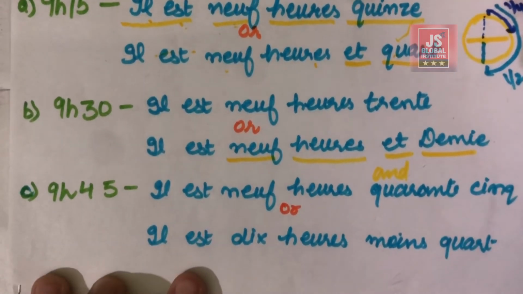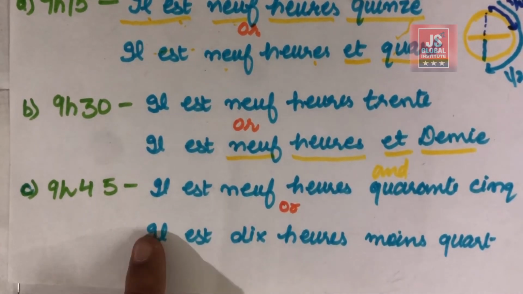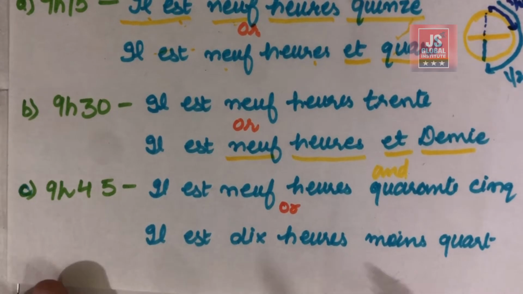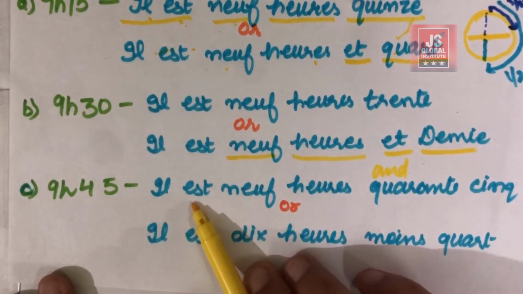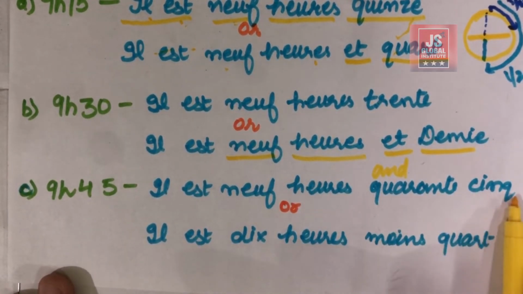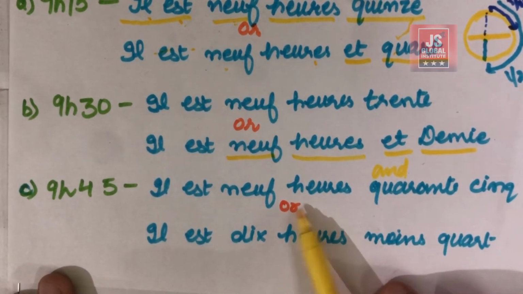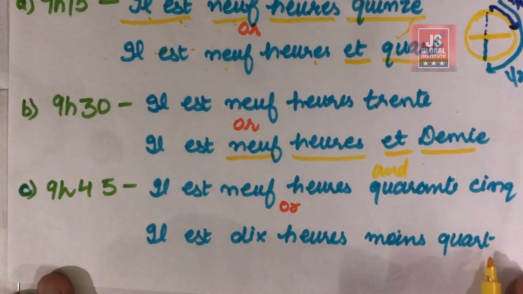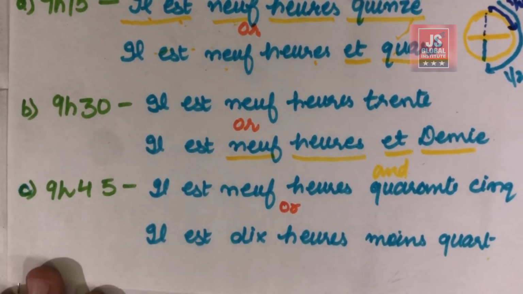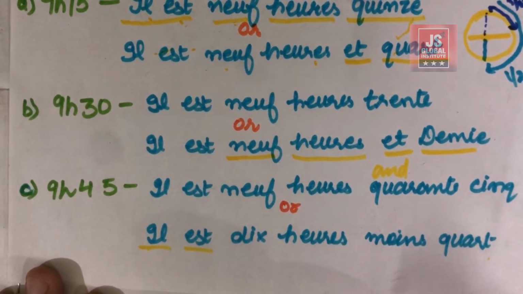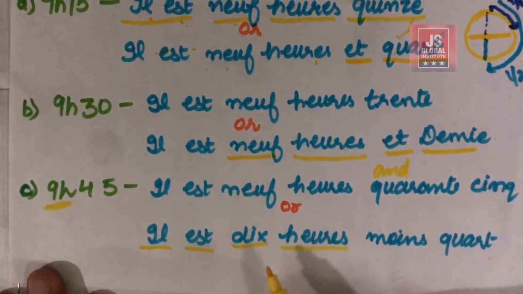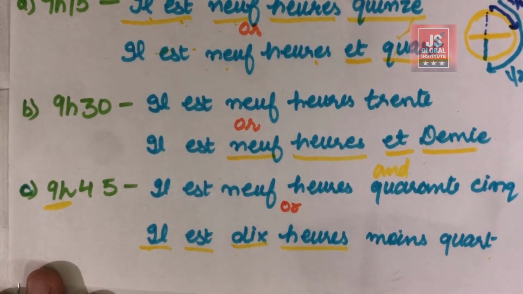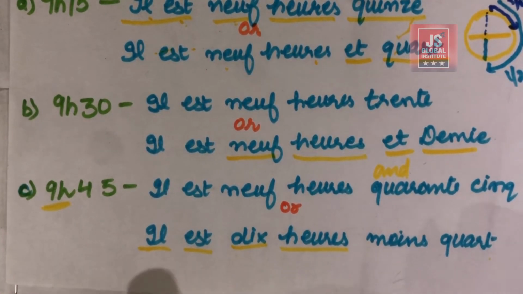It is written 9 hours and 45 minutes. So how is it represented in French? Il est 9 heures 45. This is the simple method, that it is 9 hours and 45 minutes. And the second way is il est 10 heures moins quart. So what is this? Il est means it is. 10 heures means 10. Now you might have a question: here the time is written as 9 hours and here it is written 10 hours. So how does that match?